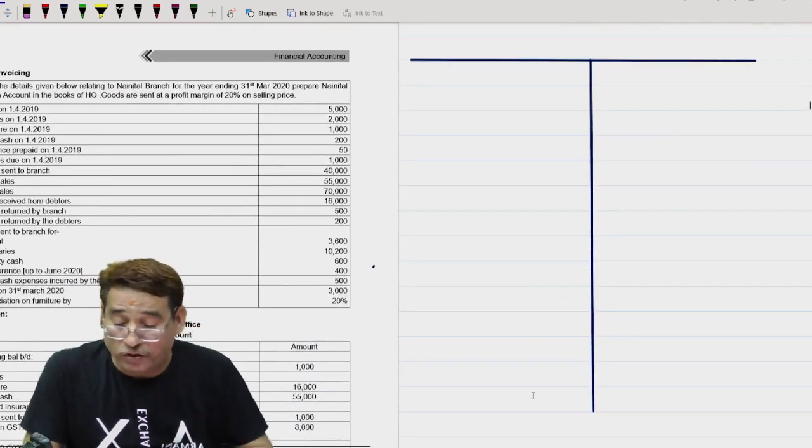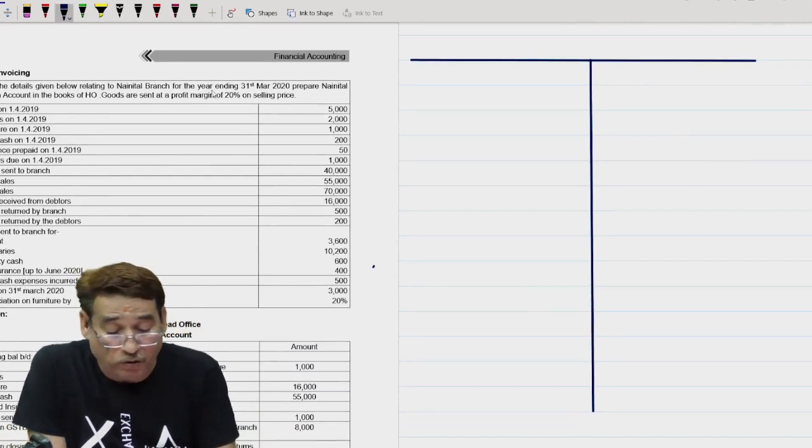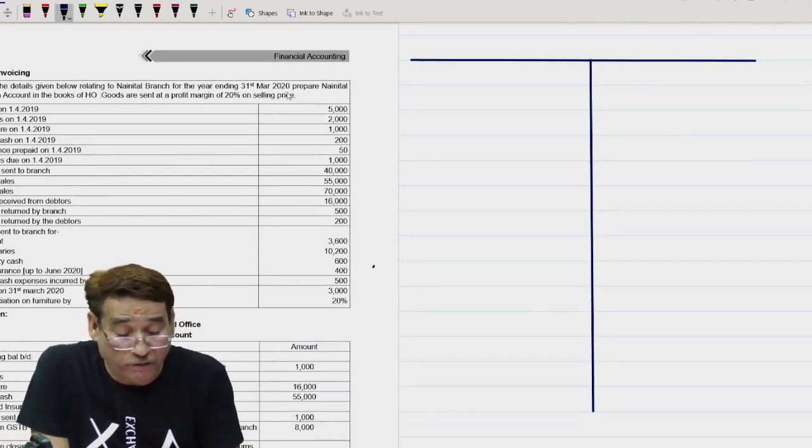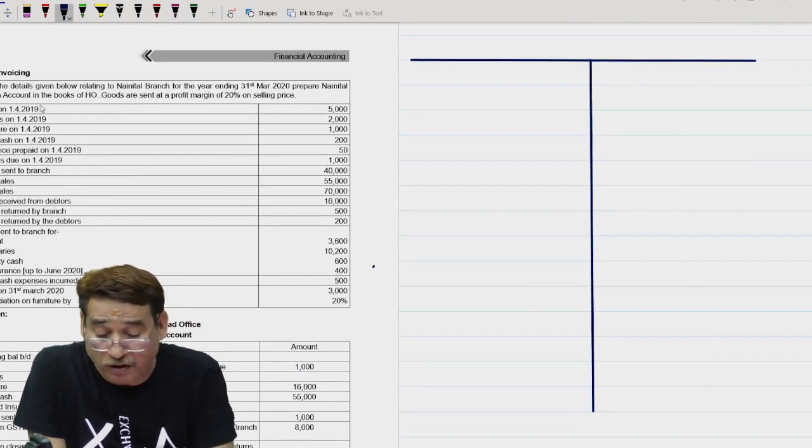Now, in this question, from the details given below relating to Nainital branch for the year ended 31st March 2020, prepare Nainital branch account in the books of head office, correct?